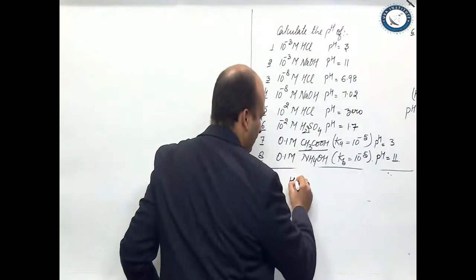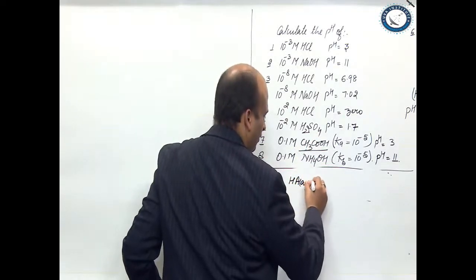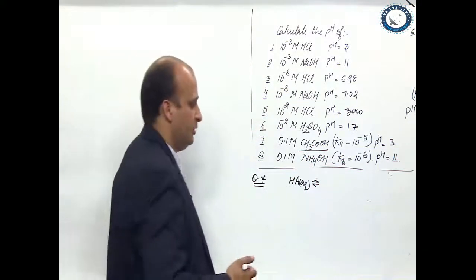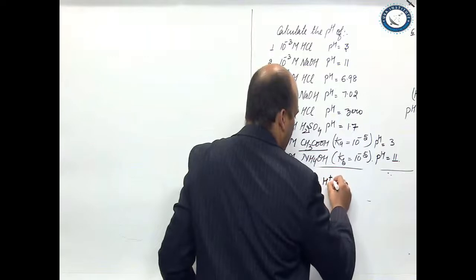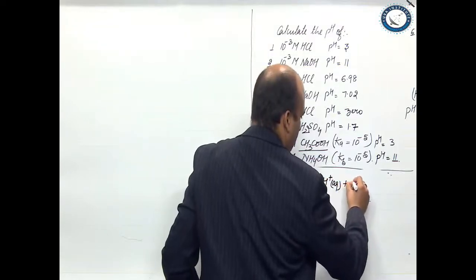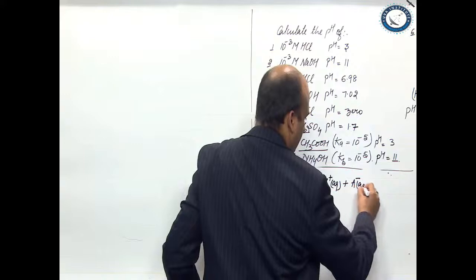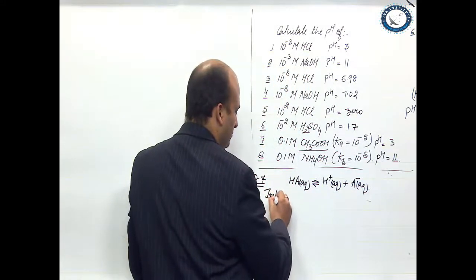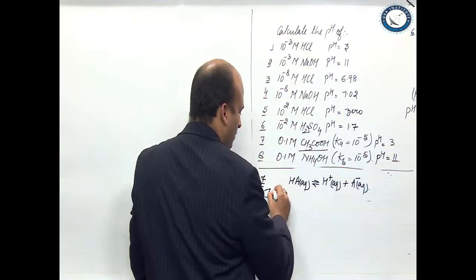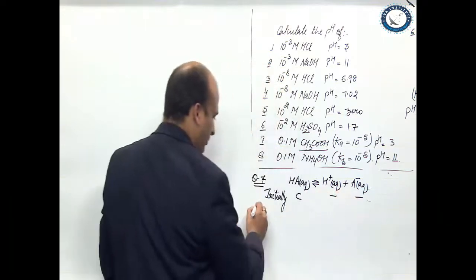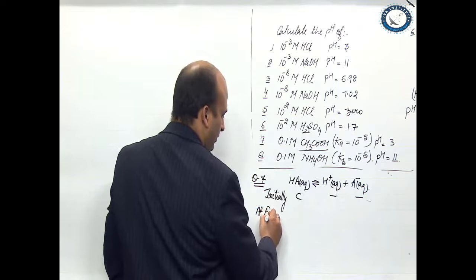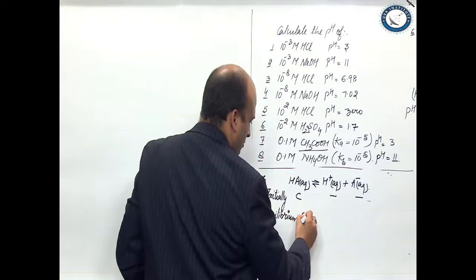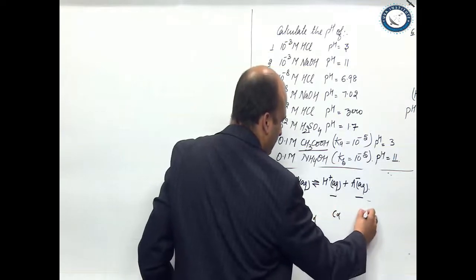So what I'll do is, I'll first give you a generalized way of calculating the pH so that you take minimum time to get the answer. HA aqueous is giving you H plus aqueous, A minus aqueous. Agreed? If I take initially the concentration to be C, at equilibrium it is C minus C alpha, C alpha, C alpha.